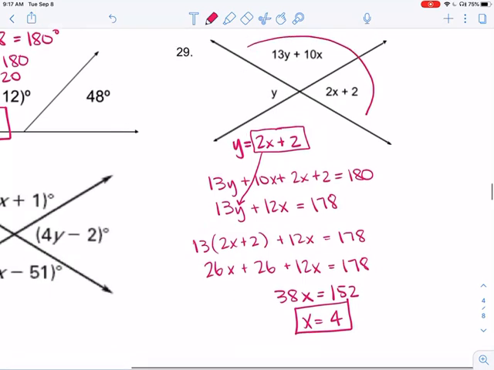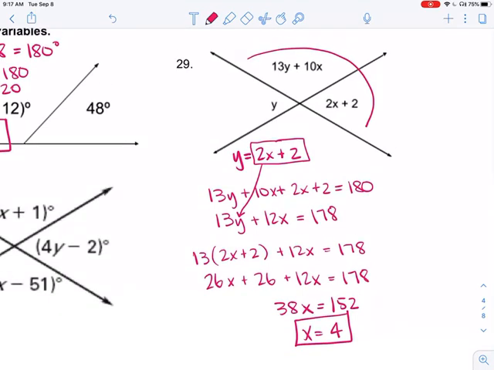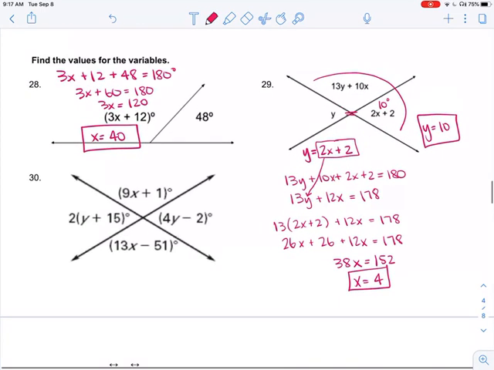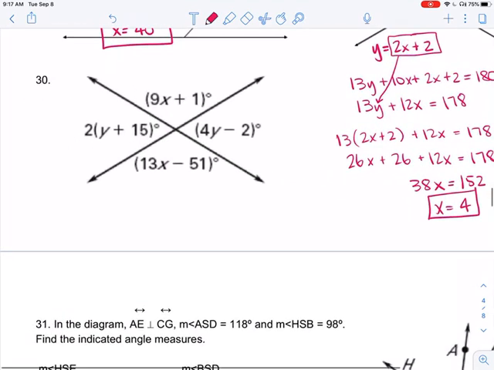All right, if x is equal to 4, then I can go ahead and plug that in. 2 times 4 is 8. 8 plus 2 is 10. So then these are also equal to each other, so y is equal to 10. And the last set here, we're going to set it up with vertical angles so that we can keep all of our variables the same. So 9x plus 1 is equal to 13x minus 51.